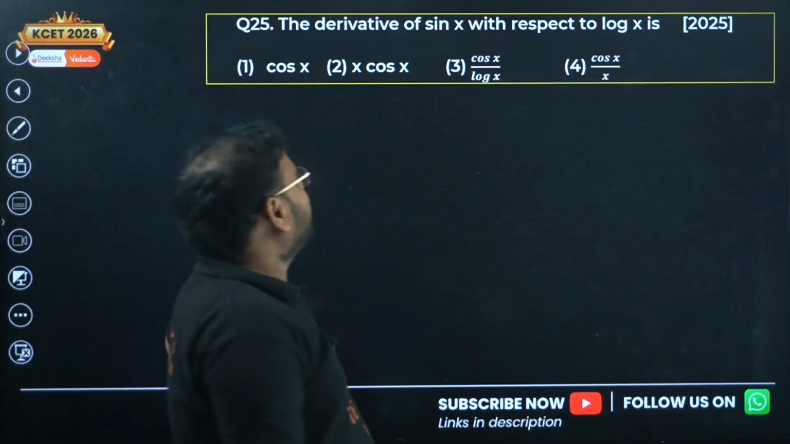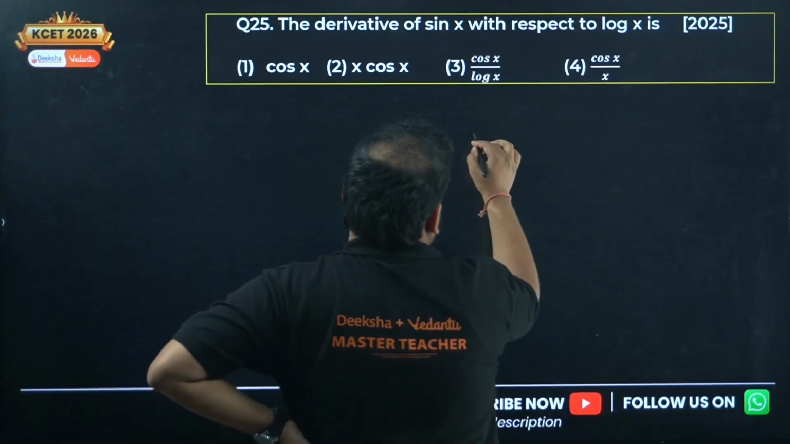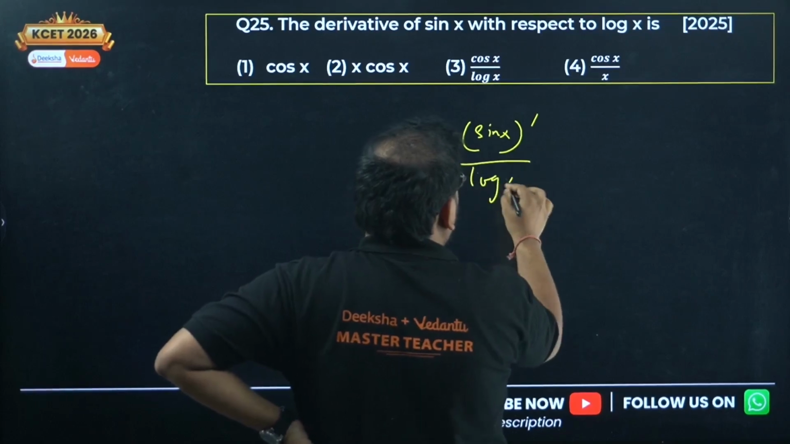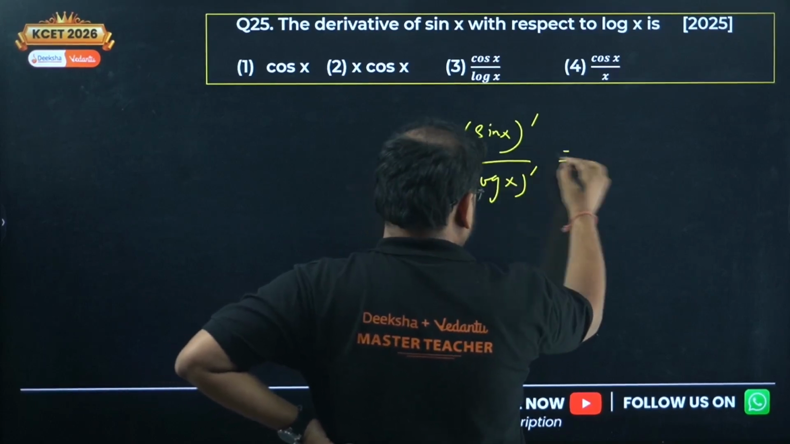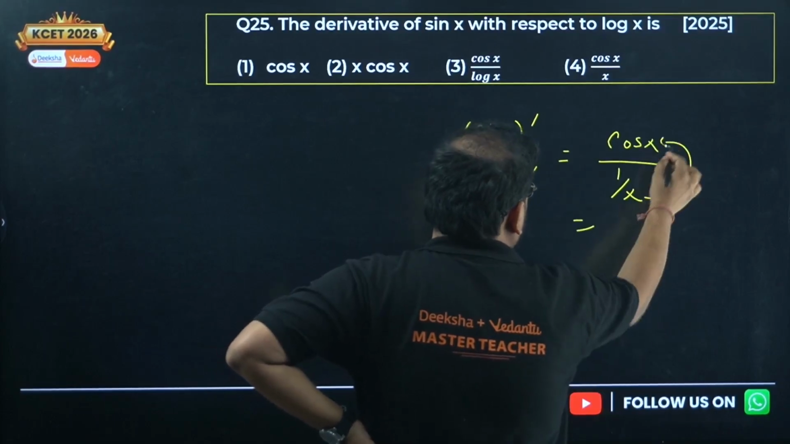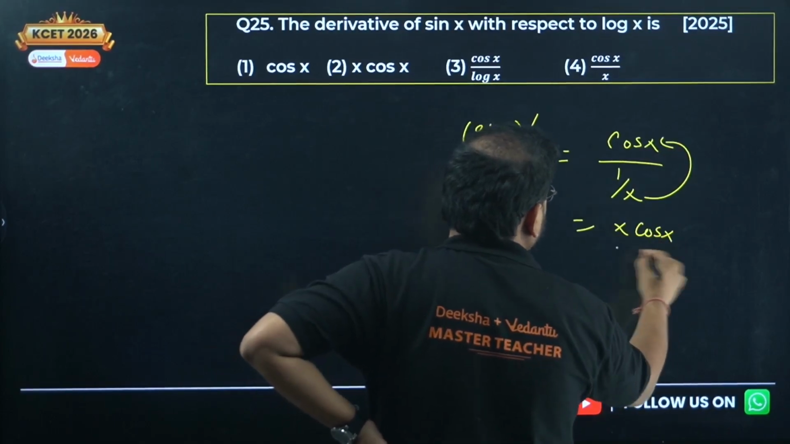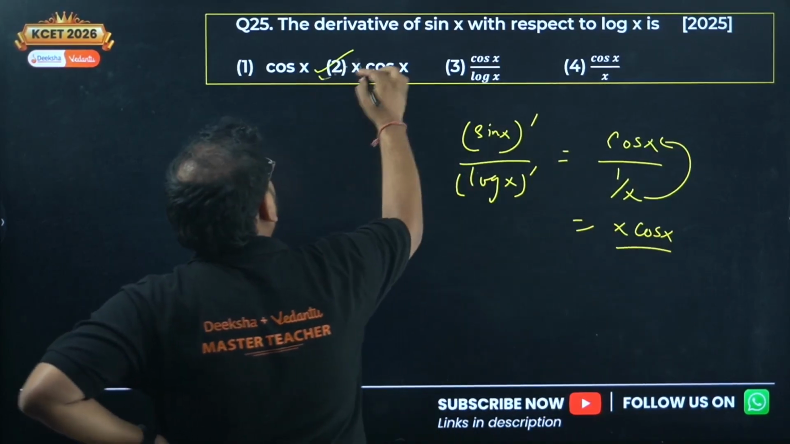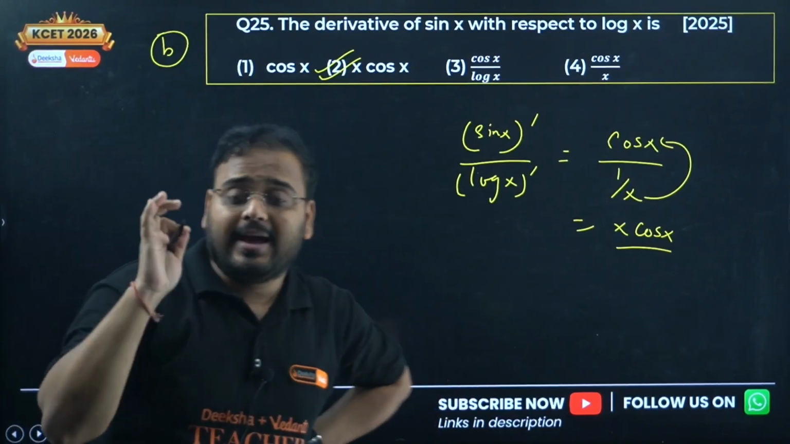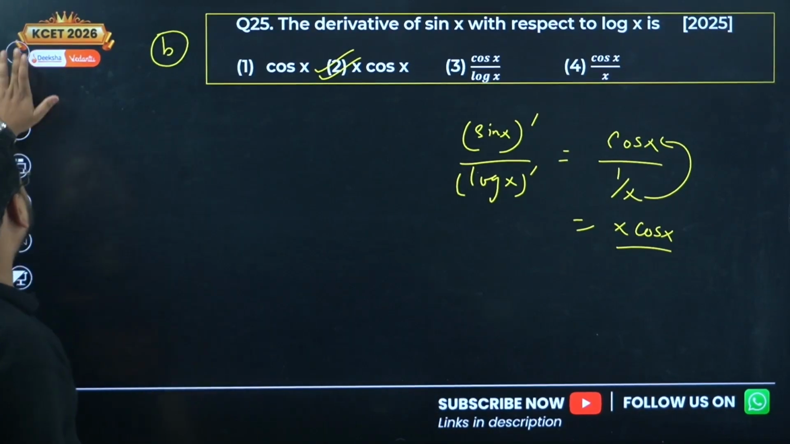25. Derivative of sin x with log x. So sin x derivative with log x derivative. Sin x is going to be what? Cos x, goes up, x cos x. Answer is option B. Answer is option B. As easy as it gets.